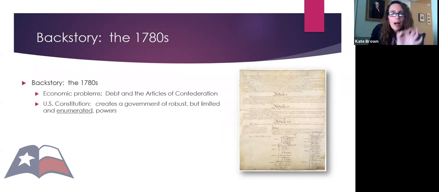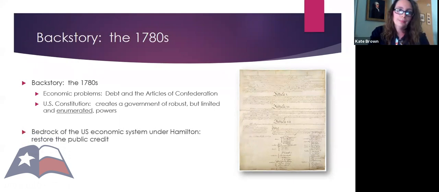In fact, it is limited by the text of the Constitution, which is why on the slide I have it's limited and enumerated will be really important to our story. So the U.S. Constitution, in other words, gives the national government a new set of tools to use. And that in and of itself doesn't solve the economic problems, but when wielded by someone who knows how to use the tools, it can. And that someone will be Alexander Hamilton, who will be armed with the toolbox of the US Constitution that includes the power to tax for sure. He can then address these economic problems of the 1780s. And so that's where we're headed next.